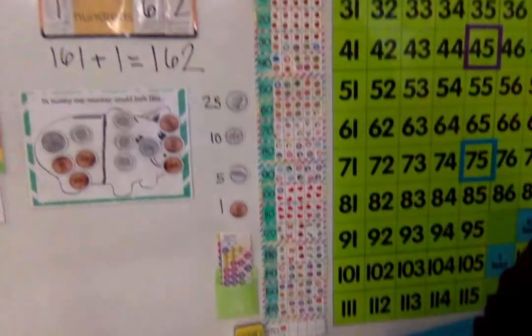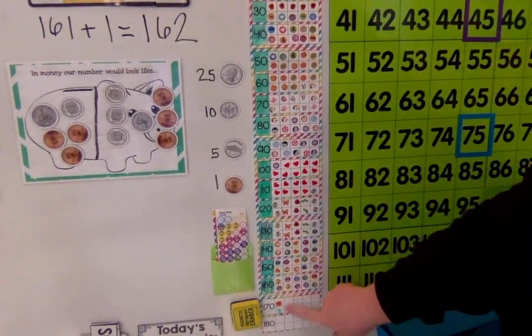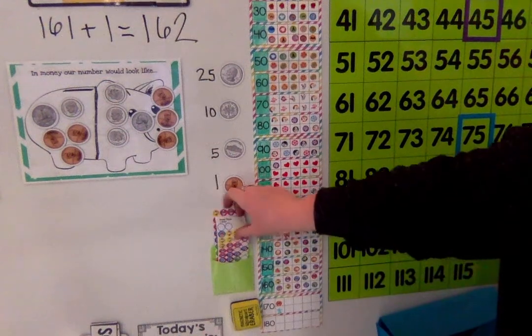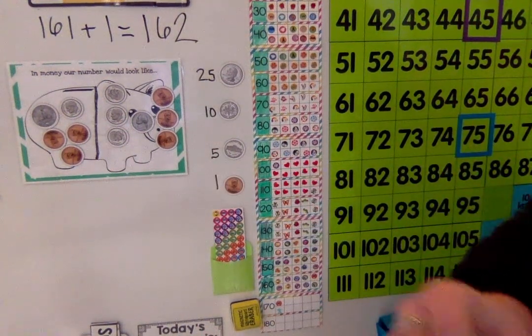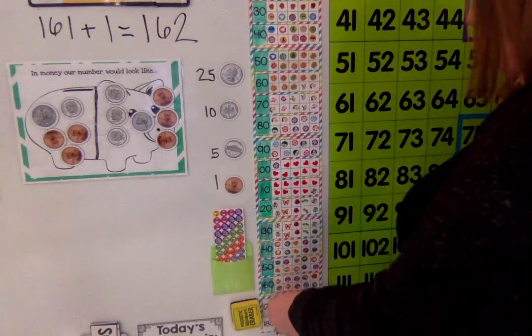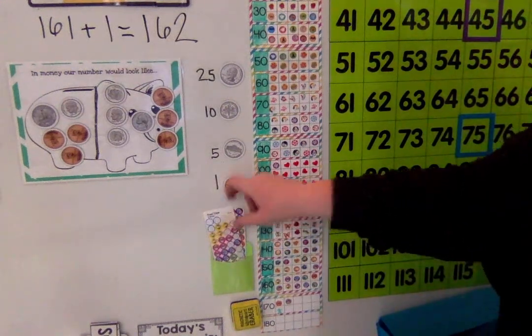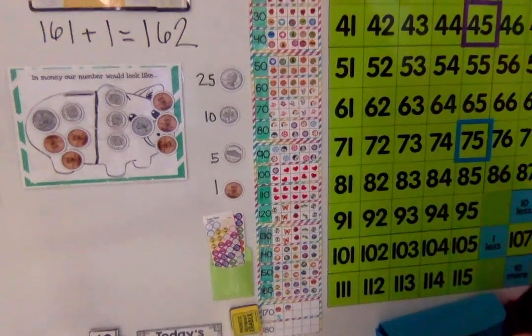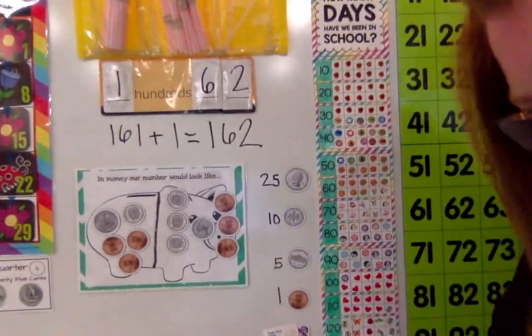That means we need to add 1 more. 160, 161. 1 more will get us 162. Adding that yummy swirly ice cream. 162. Okay, let's take a look at our piggy bank.